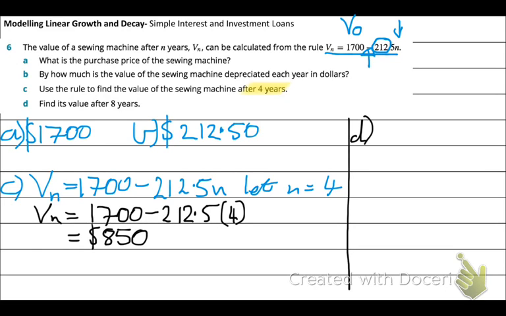So part D, similar to part C, asks us to substitute 8 into the equation. So V of 8 will equal 1700 minus 212.50 times 8. That all equals $0. So after 8 years, the sewing machine has no worth whatsoever. So if you tried to sell it, you're apparently going to get nothing back for that question.